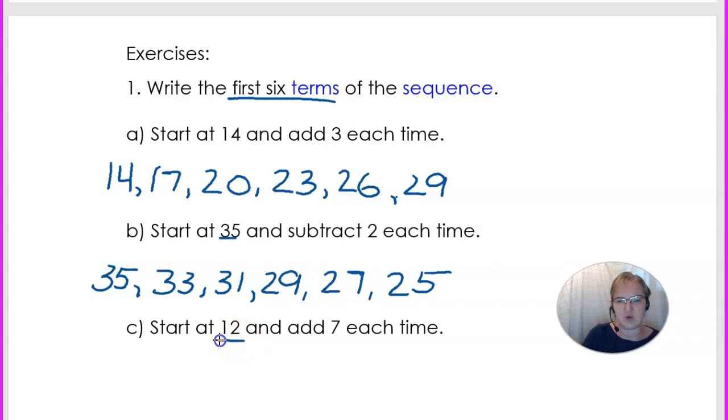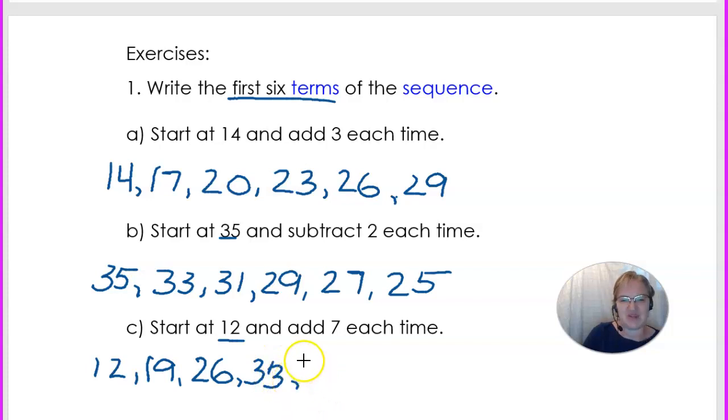In C, we start at 12. There's our first term. And we're adding 7 each time. So 12 plus 7 will be 19. 19 plus 7 is 26. 26 plus 7 will be 33, sorry, my mistake. 33 plus 7 will be 40. 40 plus 7 will be 47. So there we go. There's the first 6 numbers or terms in that sequence.